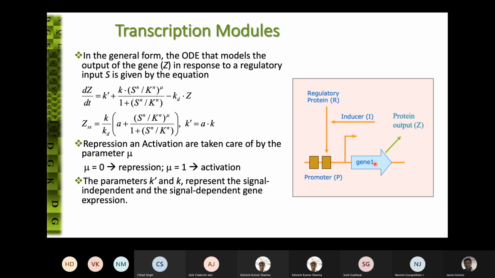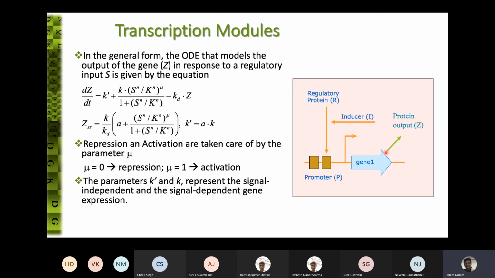That means if you have a gene, and this is the traditional way of showing a gene in systems biology, where you have a line and then you have an arrow to show that that is the gene that is getting expressed. You can write the name of the gene in this instead of writing gene 1, and it gives you an output, which is the protein that is being synthesized.